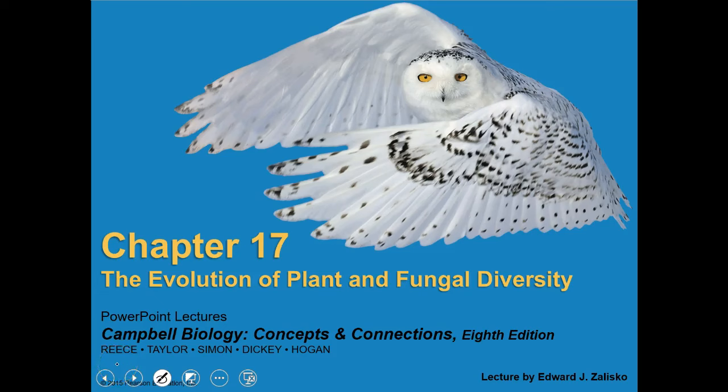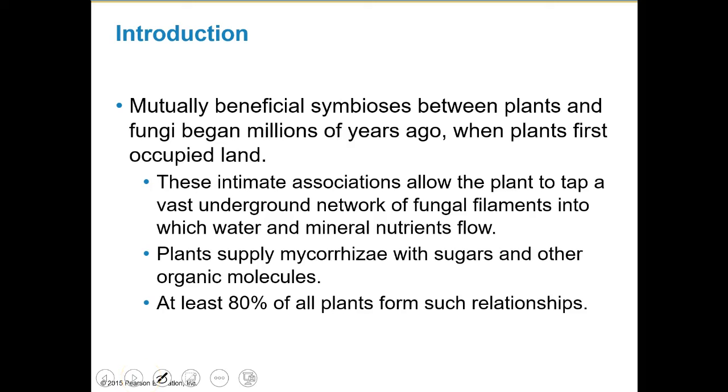All right, we get to start a brand new unit about plants. So let's see, there's lots of mutually beneficial relationships, things that benefit each other, that we call symbioses. That's living together, life that's kind of close together. And that's typically between plants and fungi, and that began millions of years ago when plants first occupied land. And these really close associations allow plants to tap into a vast underground network of fungal filaments.